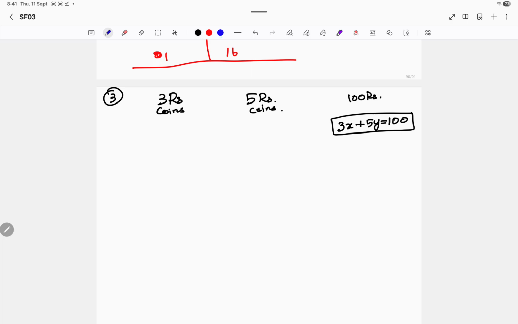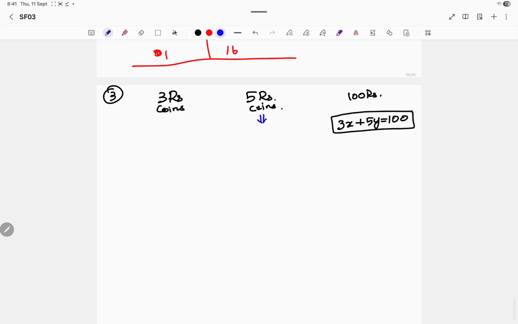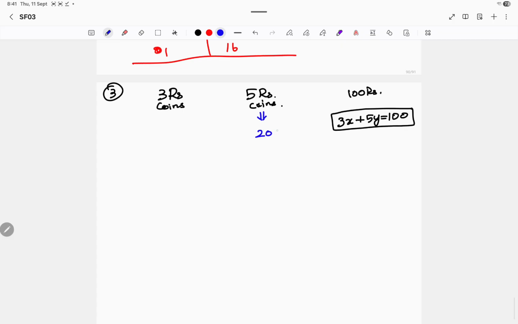Now, the first thing that I can go ahead and try to do is find an extreme value. For example, here if I go ahead and give all 100 rupees from 5 rupees coins itself. So I will take 20 5 rupee coins and 0 3 rupees coins. And what I am going to do further is, I will remove 3 of these 5 rupee coins, and then I will add 5 of these 3 rupee coins for my next solution. Why am I doing this? So that I will get my next possible solution.